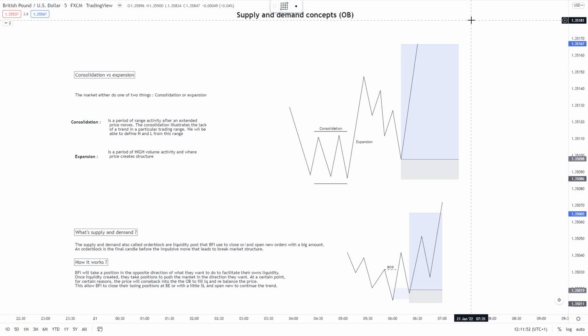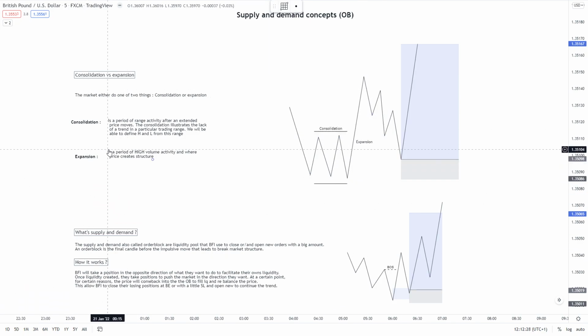When the price is in consolidation, it means that it is a period of range activity after an extended price move. The consolidations illustrate the lack of a trend in a particular trading range. We will be able to define a high and a low from this range. So in a consolidation, price is creating liquidity by taking sell on the high and buy on the low, and when the price has the liquidity needed, price can do an expansion and continue or reverse its trend.